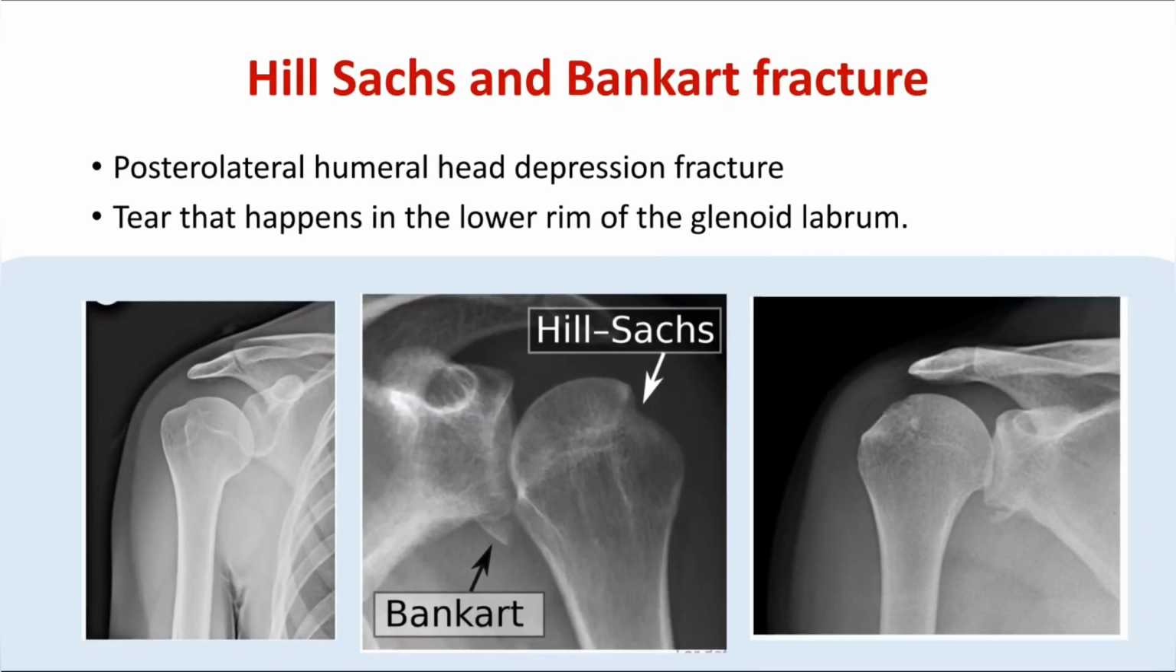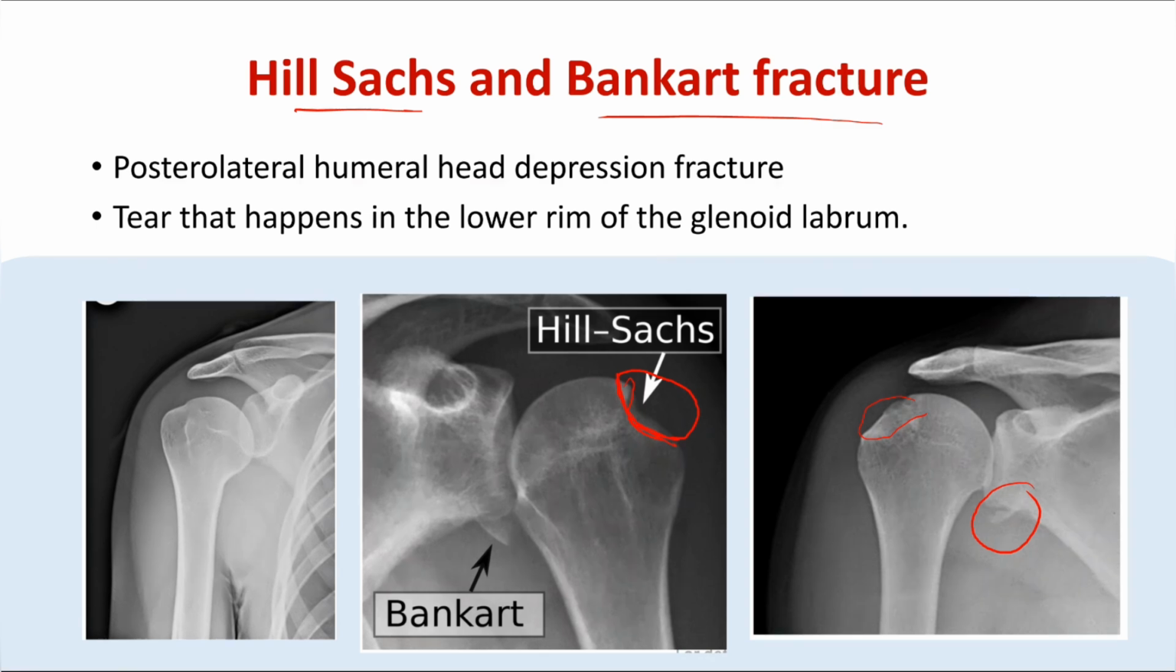Common associated bony injuries with anterior shoulder dislocation are Hill-Sachs and Bankart fractures. Hill-Sachs is the posterolateral humeral depression fracture. So this is normal, but the formation of that groove will be associated with anterior shoulder dislocation. In Bankart, there is a tear in the lower rim of the glenoid labrum.